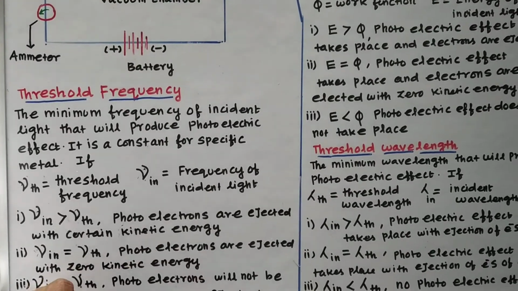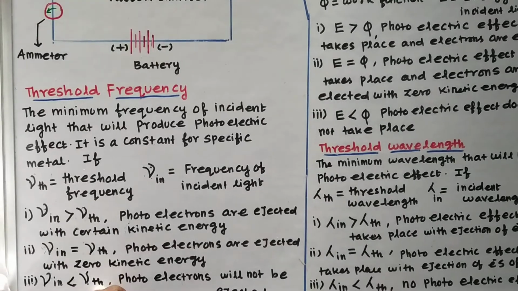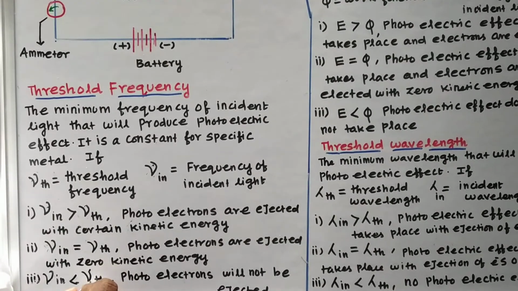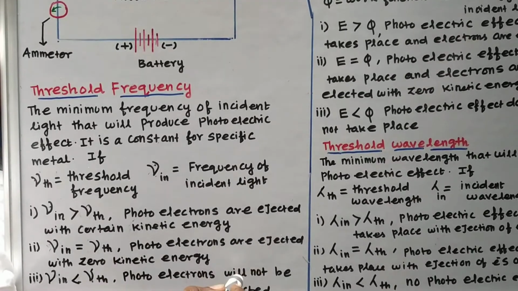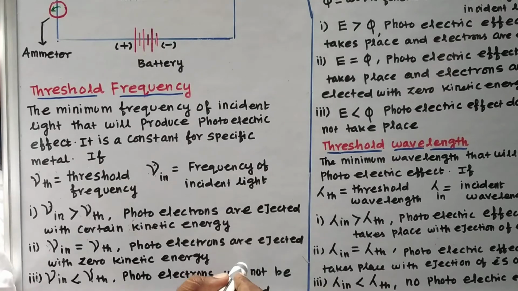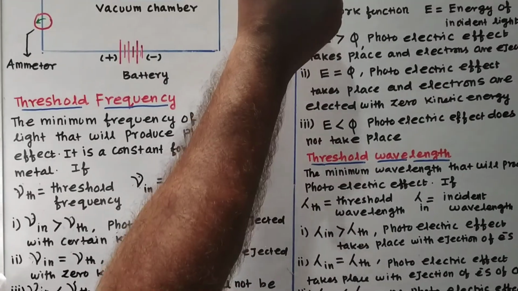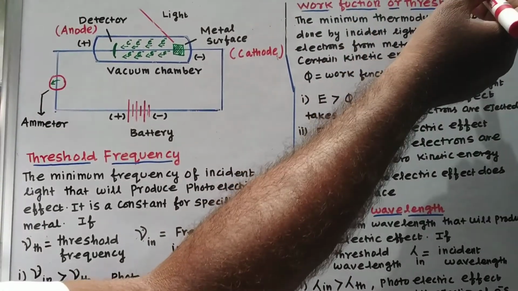Third one, ν_in less than ν_Th. It means the frequency of the incident light is lesser than the threshold frequency. Photoelectrons will not be ejected. It means no photoelectric effect takes place. Okay. Then we are going to see the second factor, work function or threshold energy.